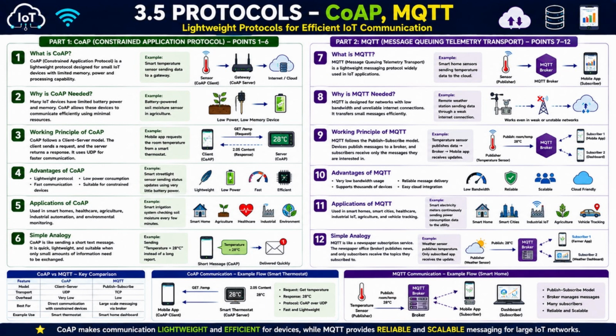UDP full form is User Datagram Protocol. It is a transport layer protocol which enables fast communication between two devices. For example, a mobile application can request the room temperature from a smart thermostat. That is the specialty of this CoAP protocol.